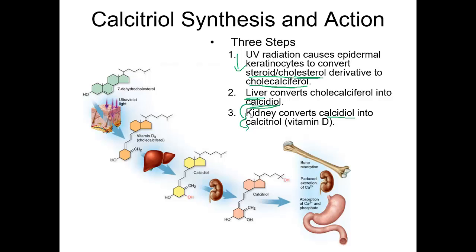So let's recap this step. UV radiation hits the keratinocyte, converts cholesterol to cholecalciferol. Cholecalciferol goes to the liver, gets converted to calcidiol. Calcidiol goes to the kidney, gets converted to calcitriol. And calcitriol is then going to increase osteoclast activity, increase absorption of calcium from your food, and increase absorption of calcium ions from your urine as well. And therefore, it is going to increase your blood calcium levels.